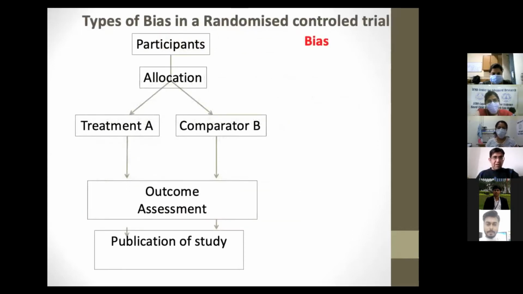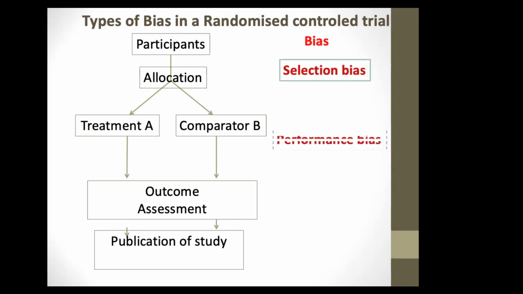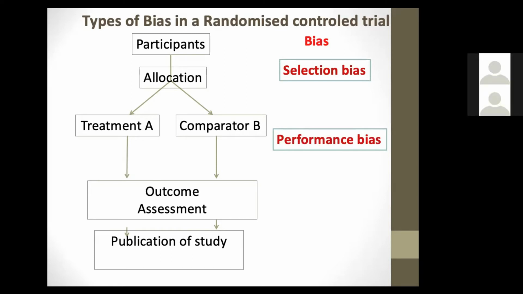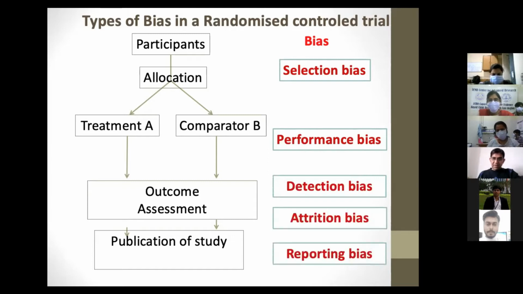This is basically a flow diagram of a randomized control trial. I have been told that you will be going through classes on the design and conduct of randomized control trials as well as diagnostic control trials, so this is just an overview. We have some participants, then we allocate them to treatments, we assess the outcomes, and then the study is published. At every step there could be a bias. While selecting the participants and allocating them, we could have a selection bias. While assessing the treatments, there could be performance bias, and there could be a detection bias at the outcome assessment level, and then attrition bias, and then there could be reporting bias.